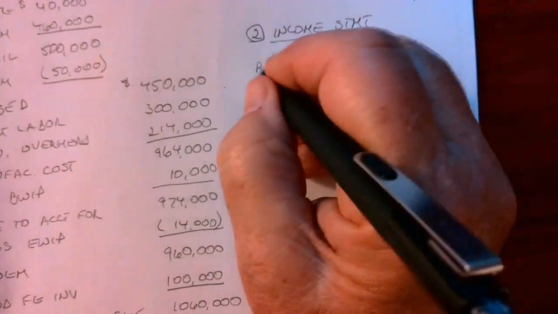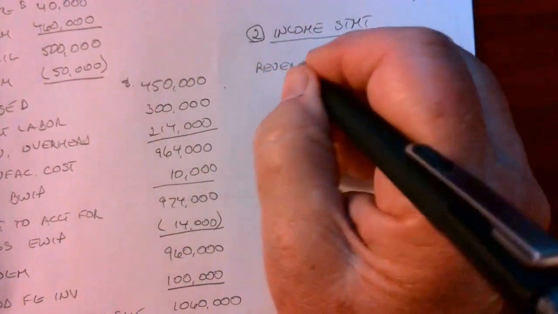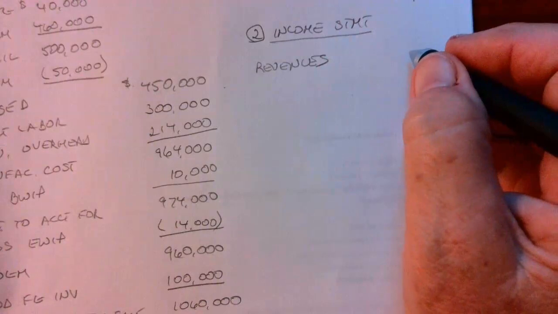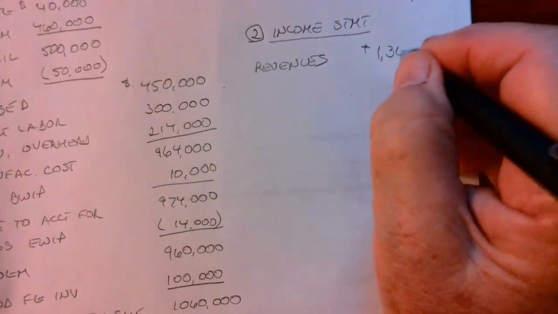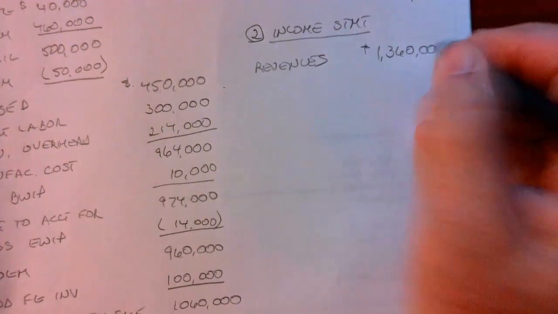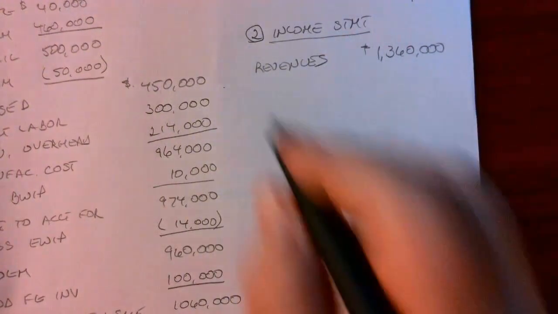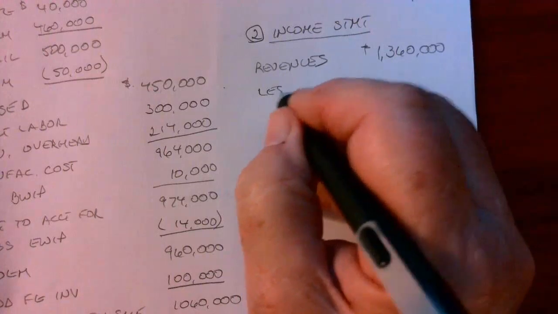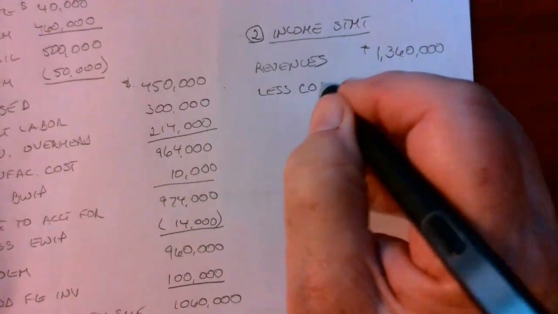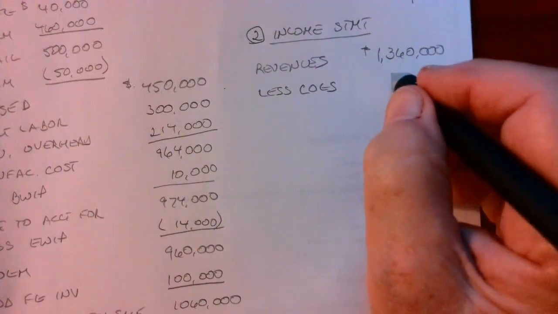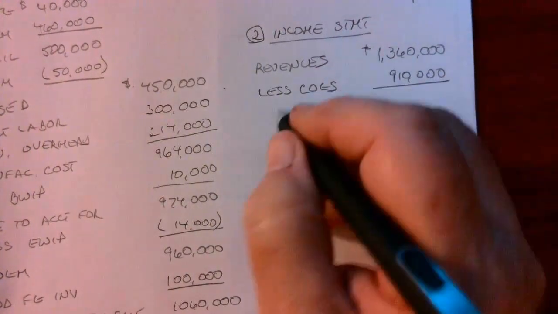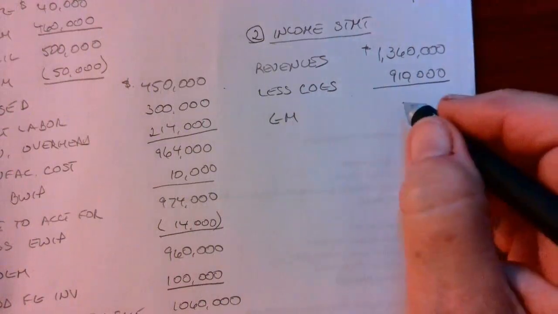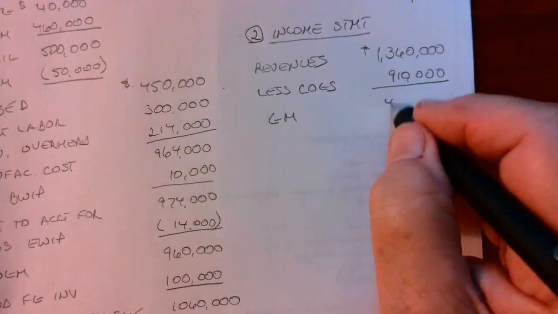Alright, and we've got revenues, sales revenues of $1360. Okay, and then less cost of goods sold, $910, gives us gross margin, $450.